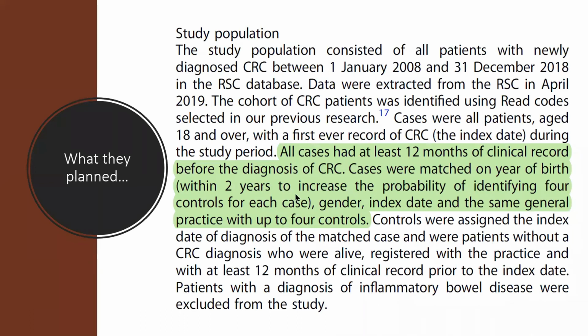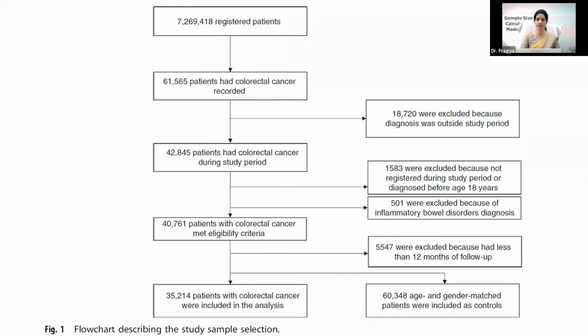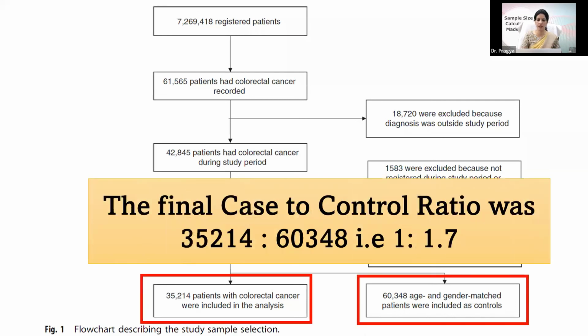They took all the 12-month clinical record cases, and the cases were matched on the year of birth within 2 years to increase the probability of identifying the controls, and they took 4 controls for each case. I'm not going into detail of this, and at the last you will see what they have finally selected: 35,214 cases and 60,348 controls. So here the case control ratio was 1.7.